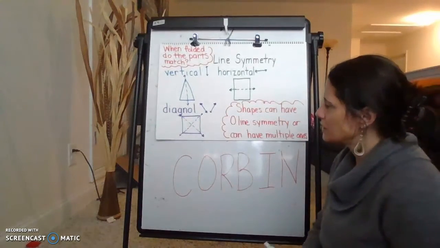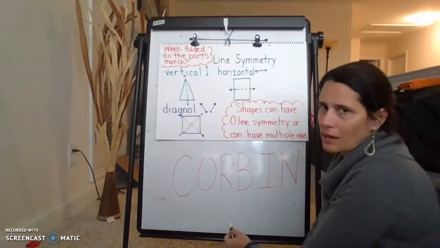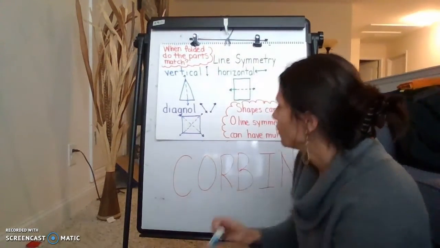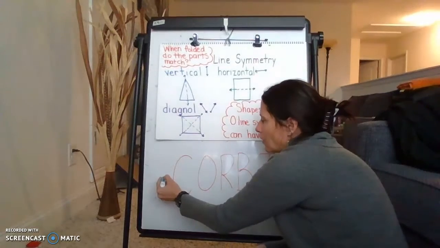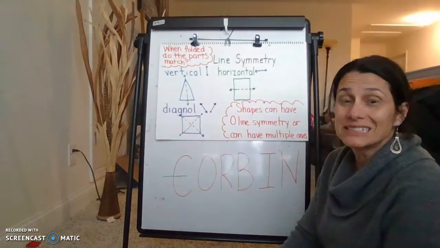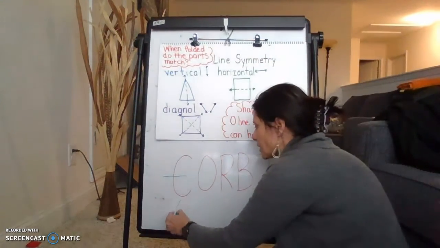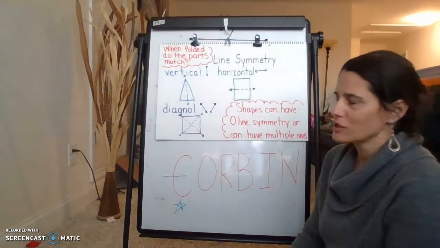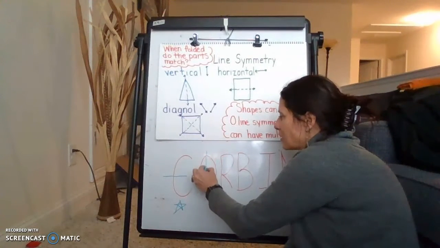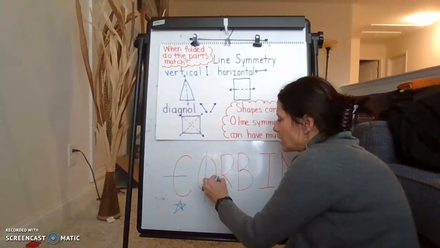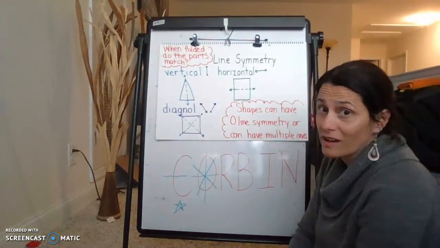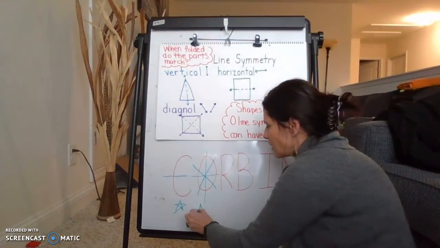Alright, so I'm going to look at the C. If I go vertical, that one doesn't have a line of symmetry. However, if I go horizontal, my C does have a line of symmetry, so I'm going to give it a star. Now my O, I think from our other shape, we know that it has a vertical, it has a horizontal, and it even has diagonal. So my O has lines of symmetry, so I'm going to give it a star.